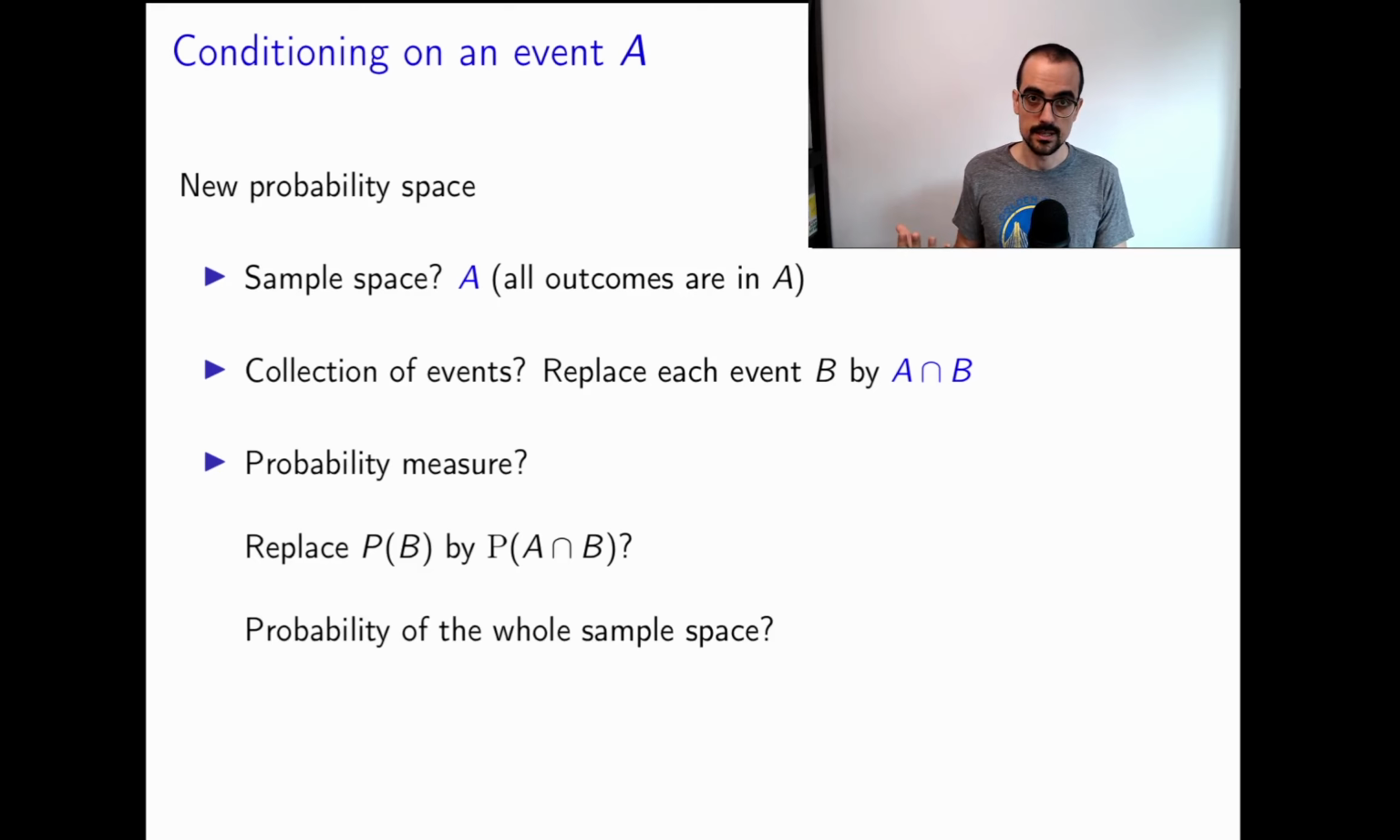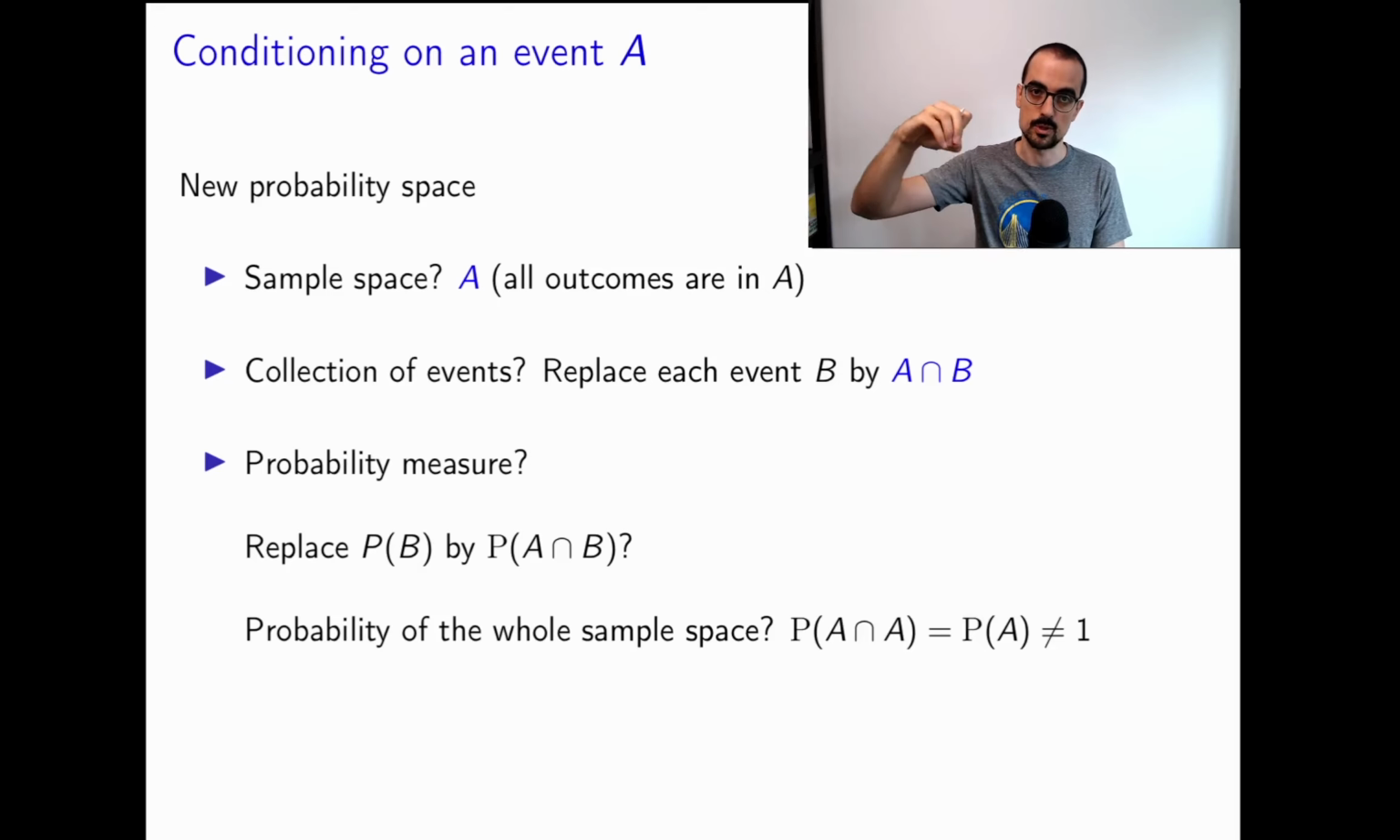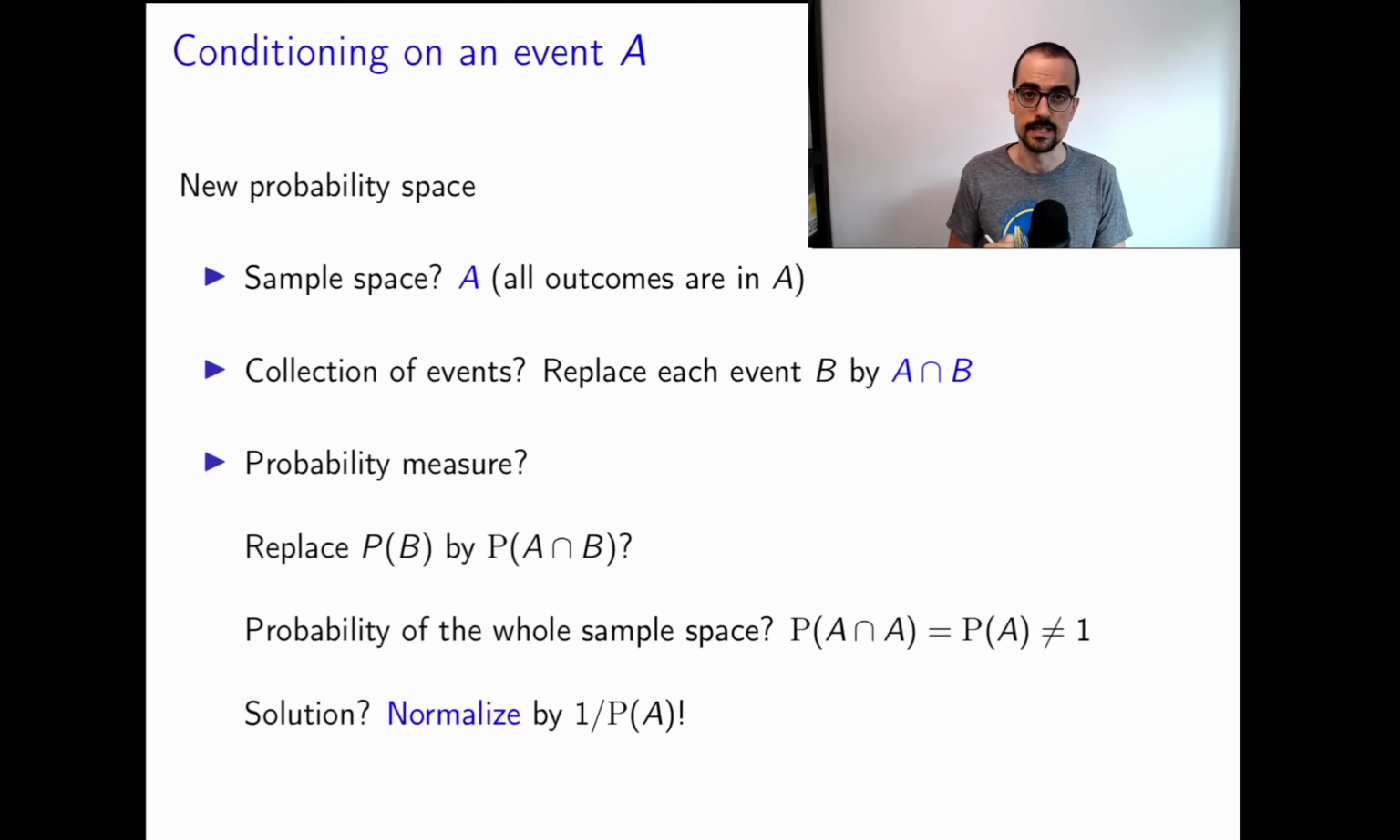To see whether this is the case, we can compute the probability of the whole new sample space. The whole new sample space is A. The probability of A under this definition would be the probability of A intersection A, which is the probability of A, which is not necessarily 1, right? It's whatever the original probability measure assigned to A. So now we have a new probability space where the whole sample space does not have probability 1. That doesn't really work very well. But it has a simple solution. We can just normalize and divide the probability measure by the probability of A.